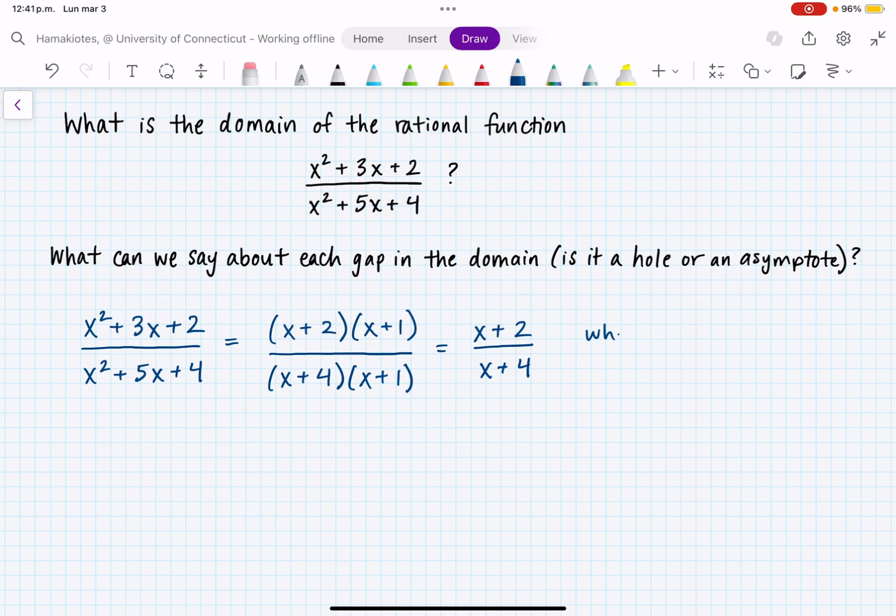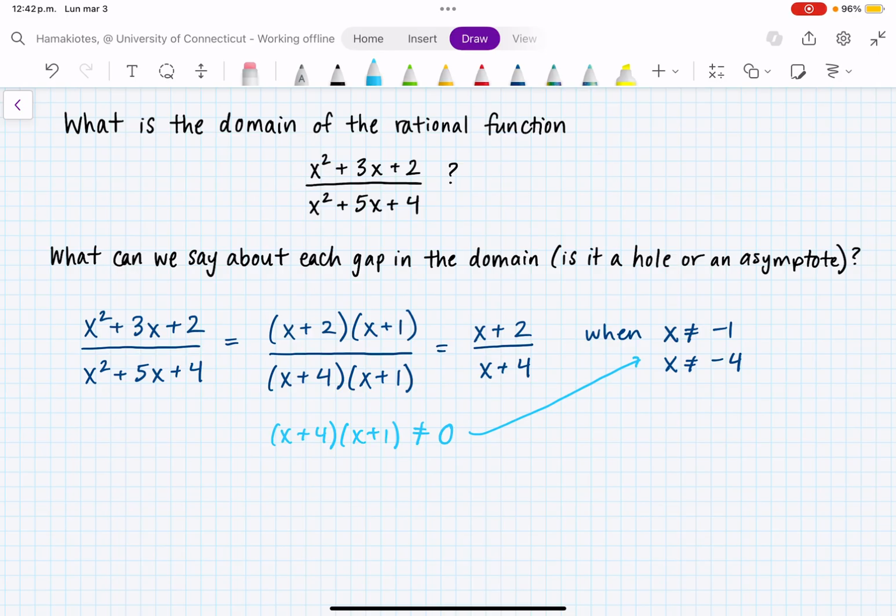But we need x to not be minus 1, and x cannot be minus 4, because if it is, then this equals 0. So to make this more clear, we want x plus 4 times x plus 1 to not equal 0, because that's in the denominator of the fraction. So that is where these conditions come from.